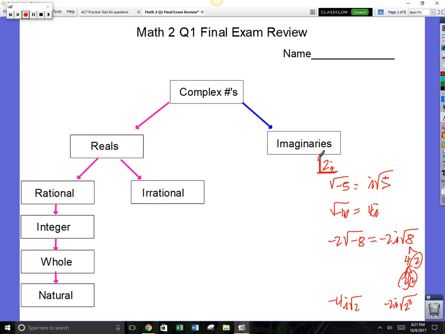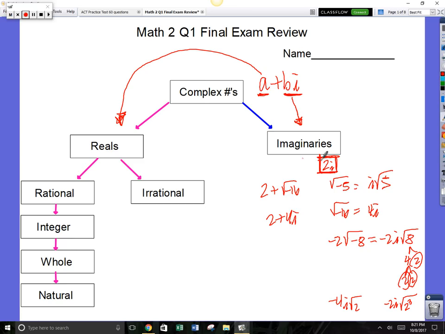So if it has an i, it is super easy to identify that it's imaginary. If not, it's going to have a negative under the square root. Now if it's something like 2 plus square root of negative 16, this is of the form a plus bi. So a plus bi, there are two terms, two parts. The a is the real part, and the bi is the imaginary. So if I've got 2 plus square root of negative 16, that's really 2 plus 4i.